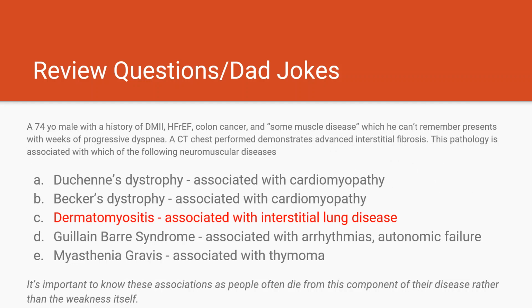That would be C, dermatomyositis. So remember, the dystrophies are associated with cardiomyopathy, Guillain-Barré is associated with arrhythmia and autonomic failure, and myasthenia is associated with thymomas. It's just really important to remember a lot of these associations. Other than thymoma, although we will take those out because it helps these patients, the rest of these are often the ways that these patients die from their disease, and so it's really important components of the disease to remember.